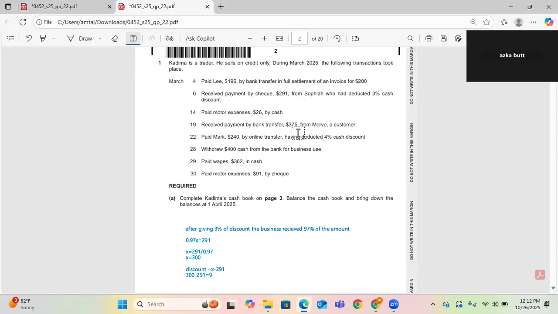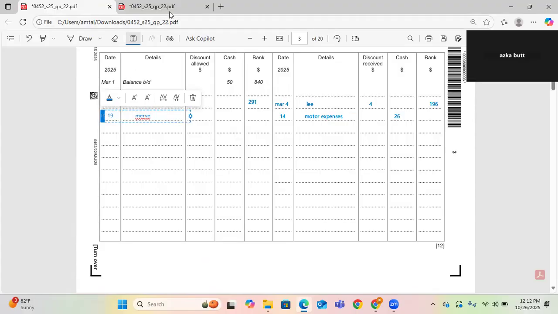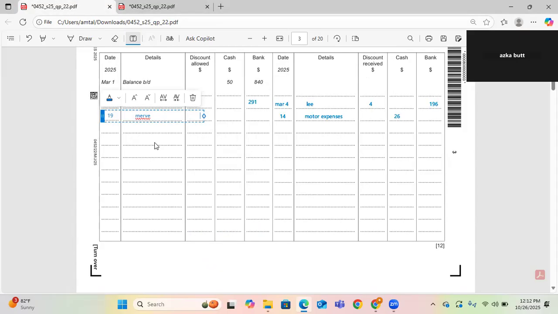Received payment by bank transfer 375 from the MERV, a customer. Okay. So it's really simple. We will be writing it on the debit side. This is 19 March. We received this amount from the MERV, and that's equal to, I guess, 375. One second. Yeah, 375. Okay, done.